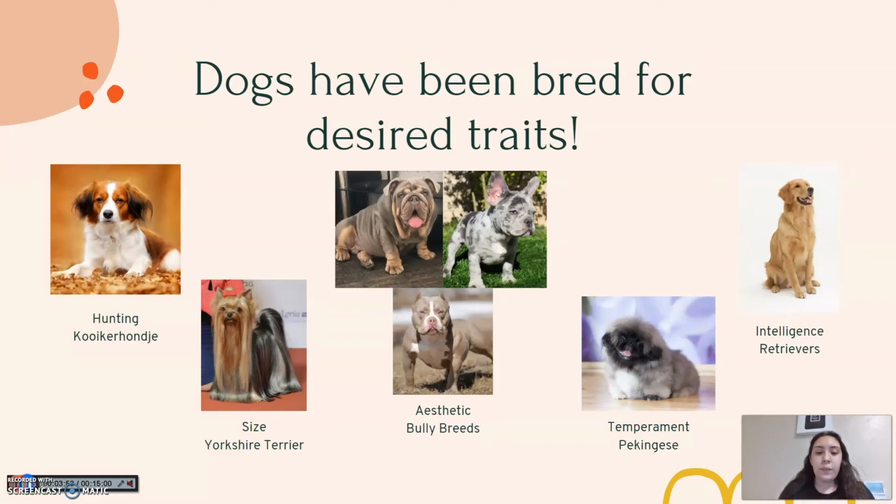And lastly, we have breeding for intelligence. Retrievers are a great example of this because they're known to be very intelligent and they're one of the easiest dogs to train, and they are commonly seen working as service dogs.